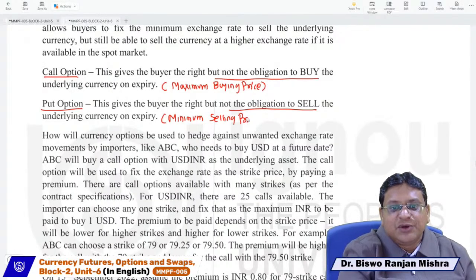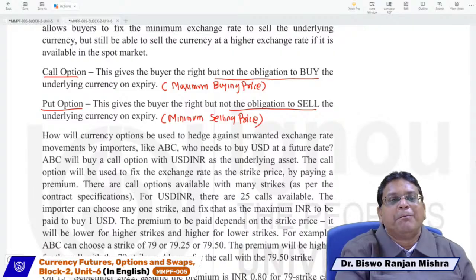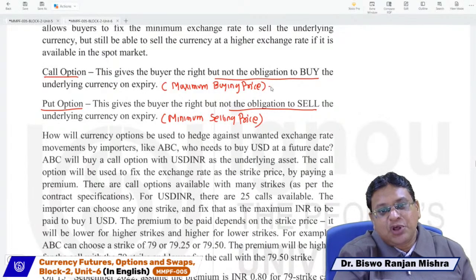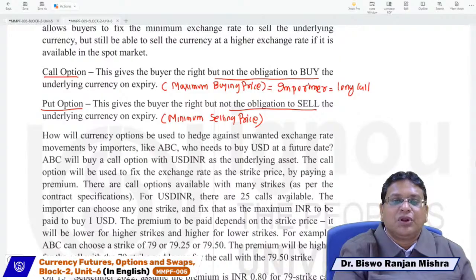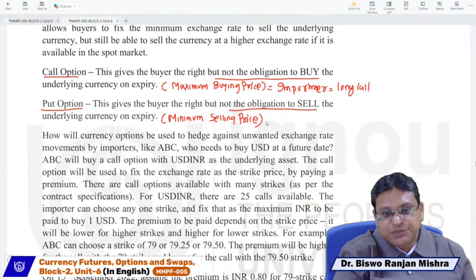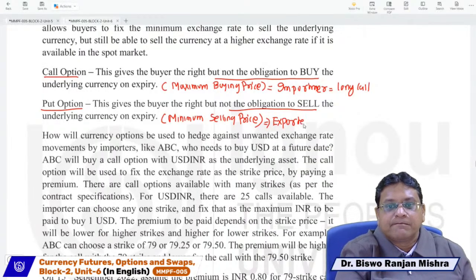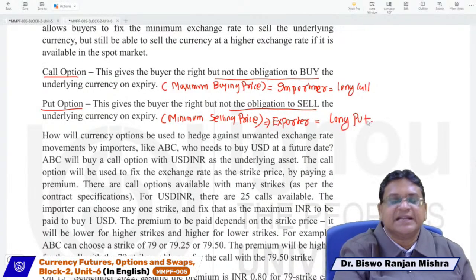Now please see, the importer has to buy foreign currency. So the importer will go for a long call, and the exporter, who has to sell the foreign currency, will go for a long put. These are the hedging strategies.